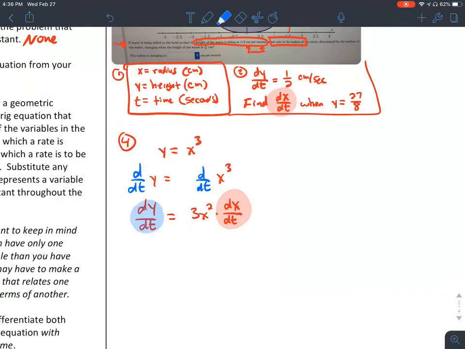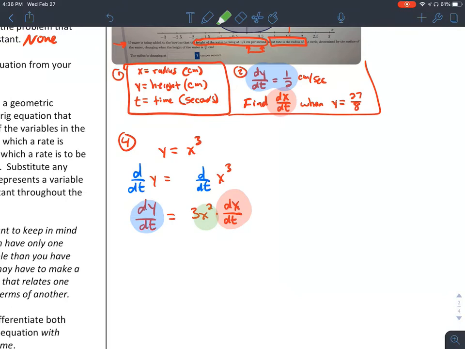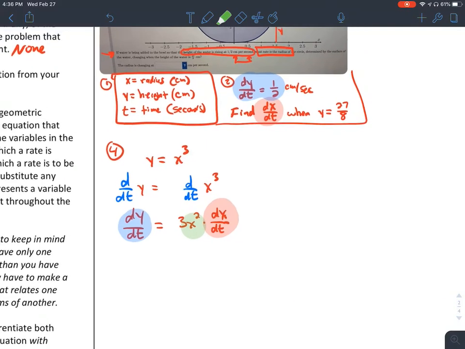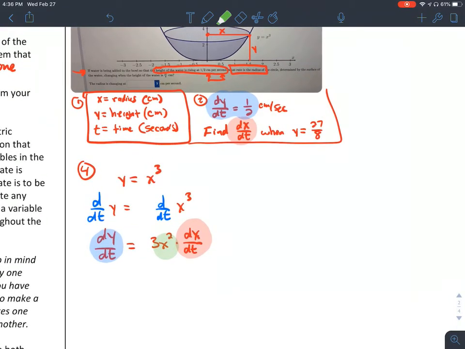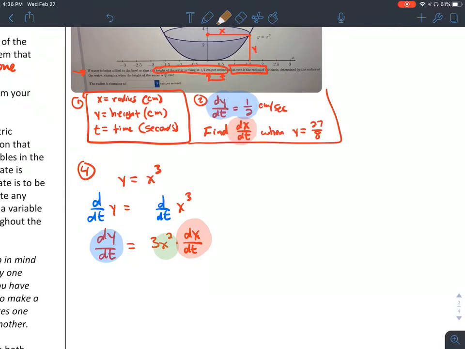Do we know what dy over dt is? We sure do. It's a half. Do we know what x is? We do not. We are not told any place what the value of x is. What we do have is something that's related to the x. That's why this stuff's called related rates. We know what y is. We know that y is 27/8.